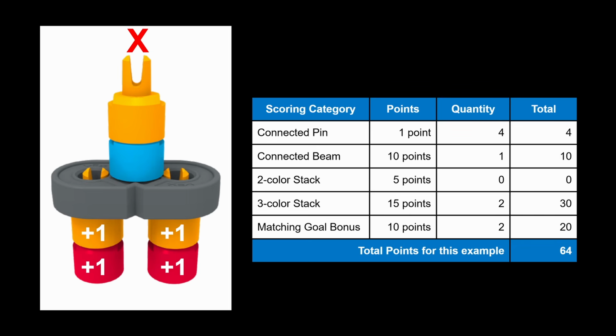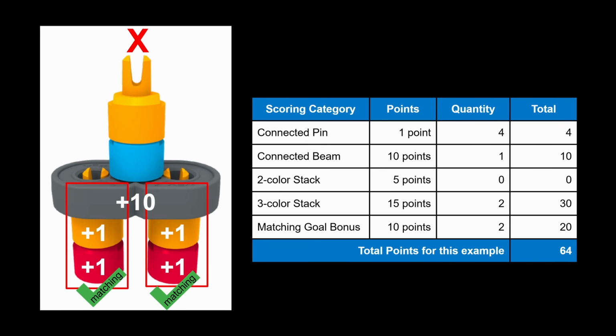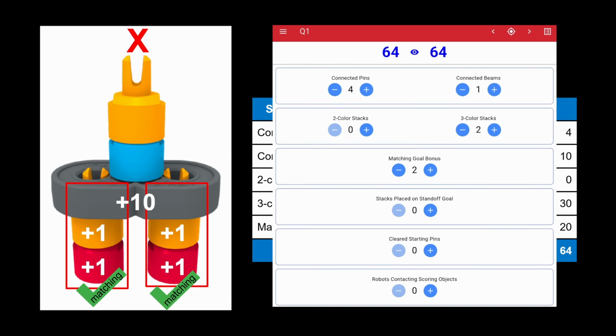Meanwhile, the pins on the bottom are worth 1 point each. You get the connected beam, which gives you 10 points. And you have the 2 3-color stacks. And because those stacks are in a beam, you get the matching goal bonus, which is worth 64 points total. And that's what it looks like on the scoring tablet. Again, you can pause here if you want to look for closer details.